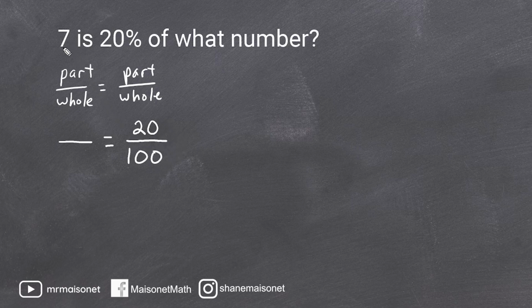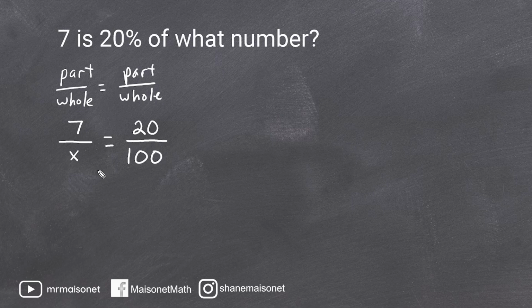Now we have to figure out if this 7 goes on the top or the bottom. One way to figure out if this is a part or a whole is to replace the percentage with the word part. We could say that 7 is part of some number. So we know that 7 is the part, and we put that on the top. Now we have to figure out what this number is going to be. So 7 out of some total is going to be equivalent to 20 over 100.